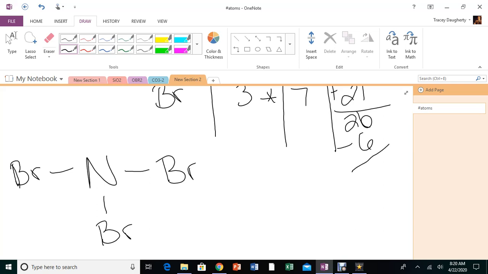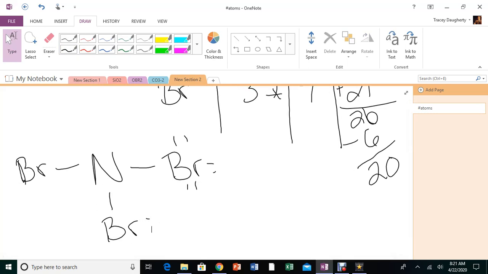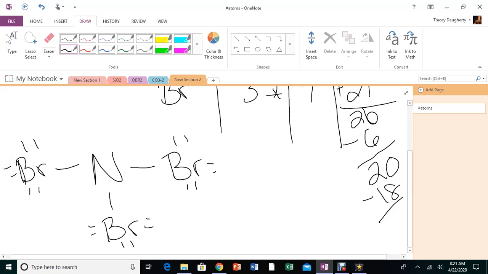Subtract our 6 electrons involved total in the bonds. So we have 20 electrons left over. Fill the octets of the outer atoms. And we have used 18 electrons, so we have 2 left over. Those left over go on the central atom.